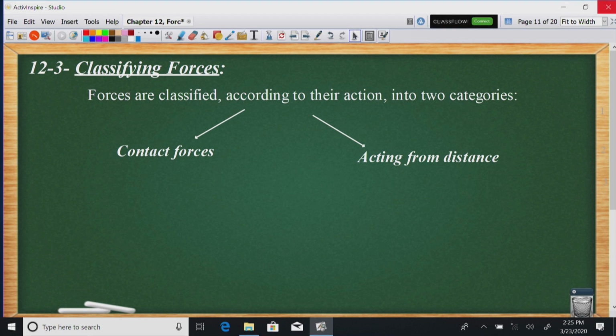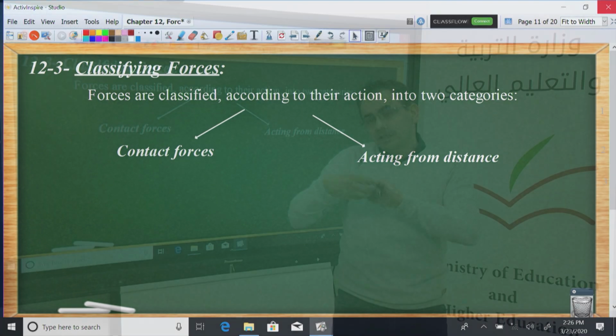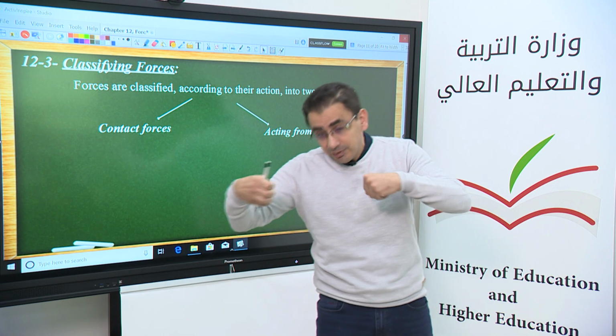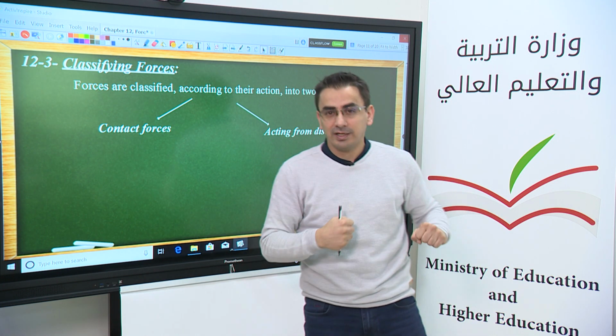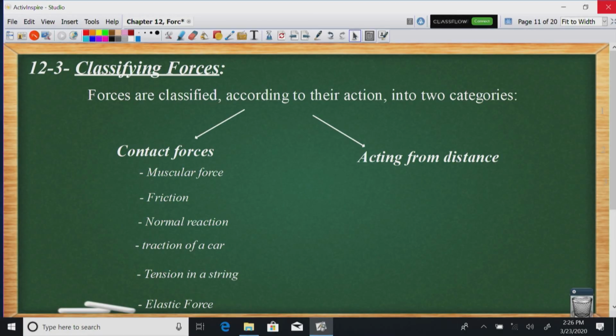For example, of acting from distance, when you have two magnets, a magnet pulls another magnet without being in touch. They can touch each other, but they can be separated. Nevertheless, you can feel them pulling each other. Okay? So what are some examples about contact forces? We have muscular force, any action that you do by your hands, by your body. Friction, normal reaction. We're going to talk about each of these forces if you haven't seen them before.